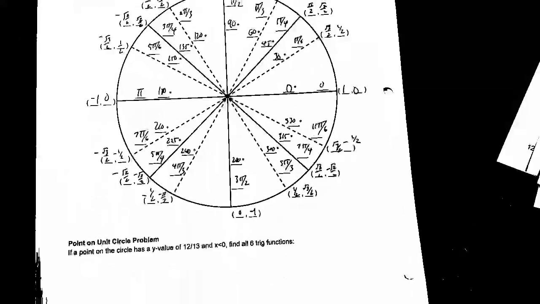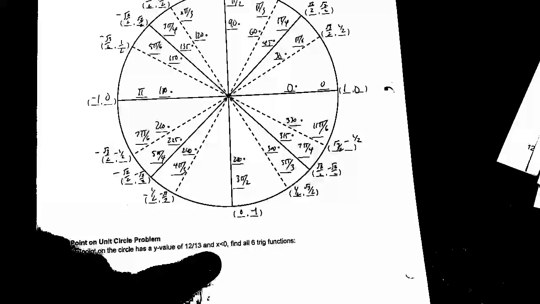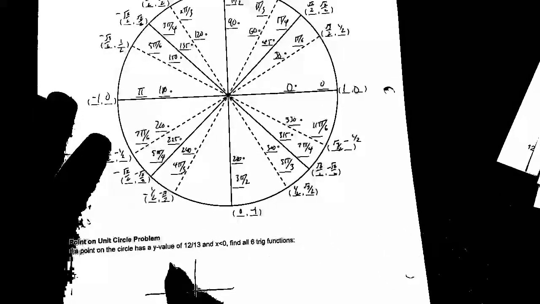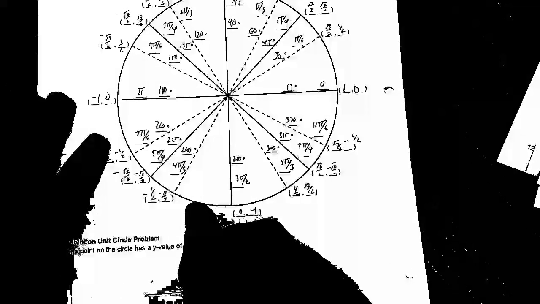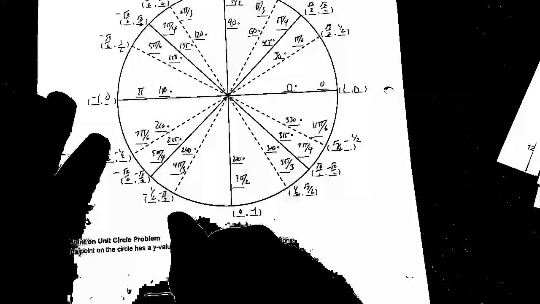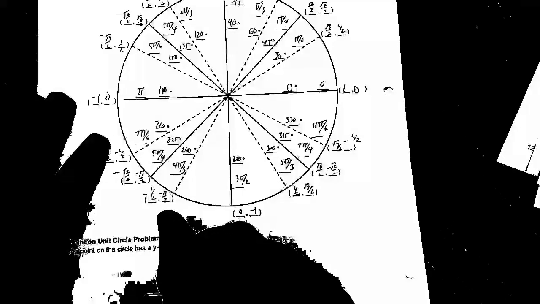Okay? Put a point in a unit circle problem. If a point in the unit circle has a y value of 12/13 and x is less than 0, find all 6 trig functions. So if x is less than 0, I'm on this side. If my y value is 12 over 13, that means it's pretty high up. It's over here somewhere in the unit circle. So my y value here would be 12 over 13.